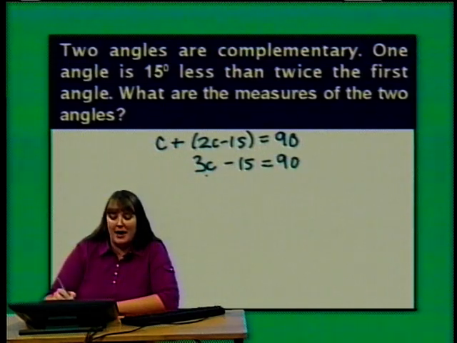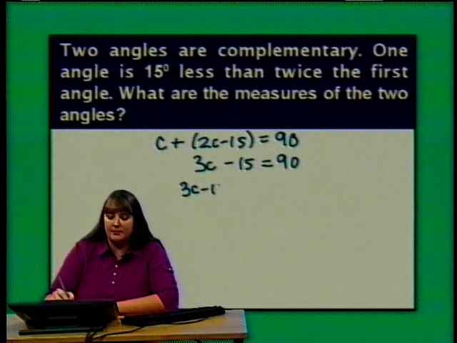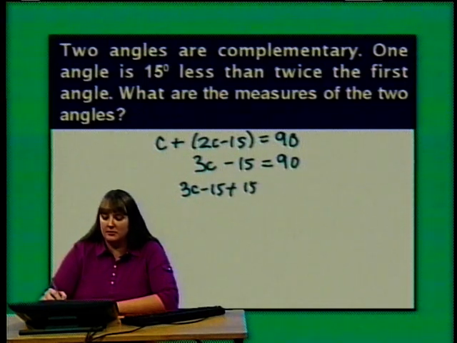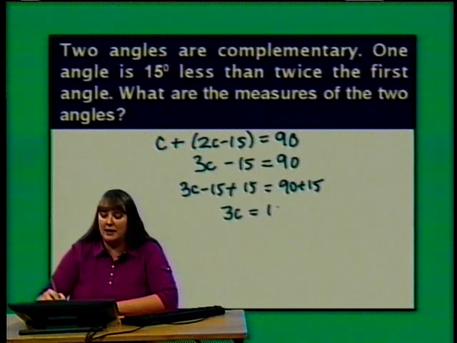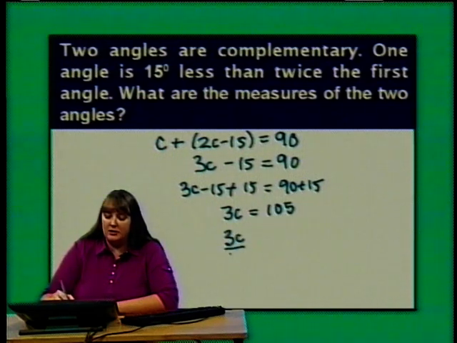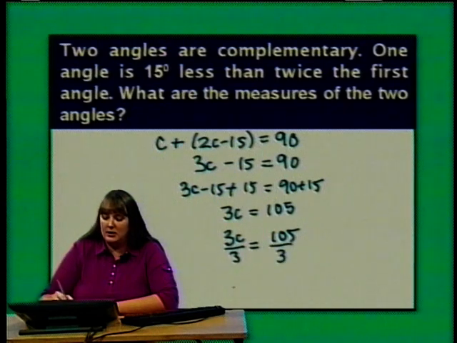Now I'm going to add 15 to both sides of the equation. This gives me 3C equals 105. So to isolate C, I'm going to divide both sides of the equation by 3. And this gives me C equals 35.